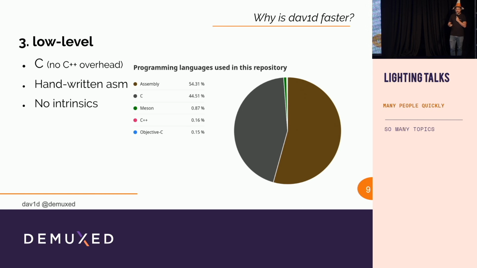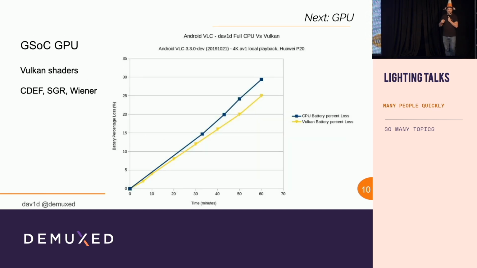And today, on ARM and on Android, you don't really care about being faster, right? You play your file, which is 60 FPS. So now you care about FPS per watt. And during the summer, we had a student who worked on doing the last part of dav1d in shaders, on compute shaders.